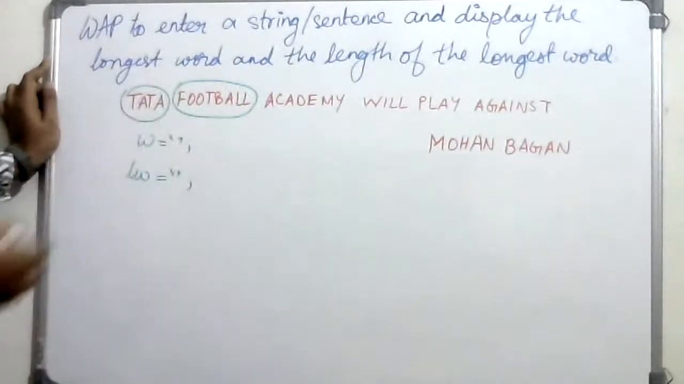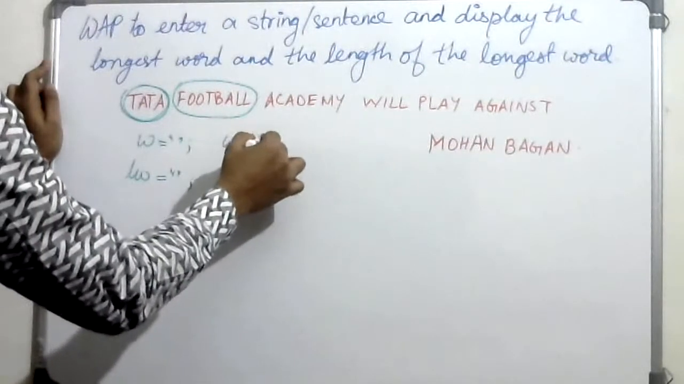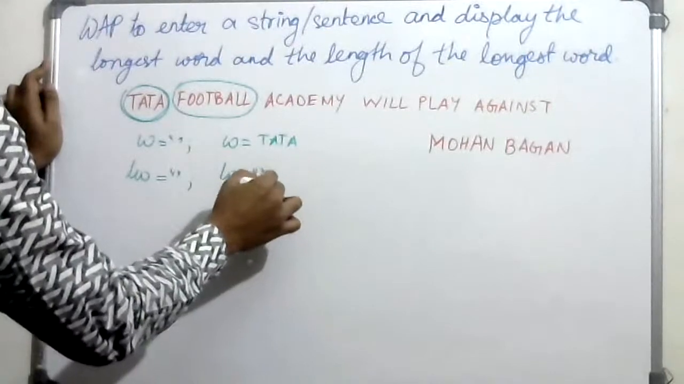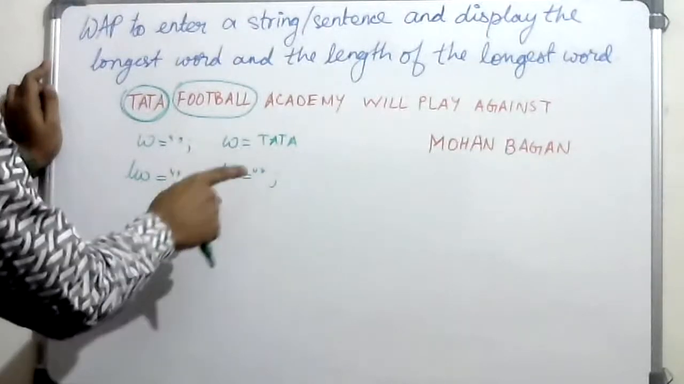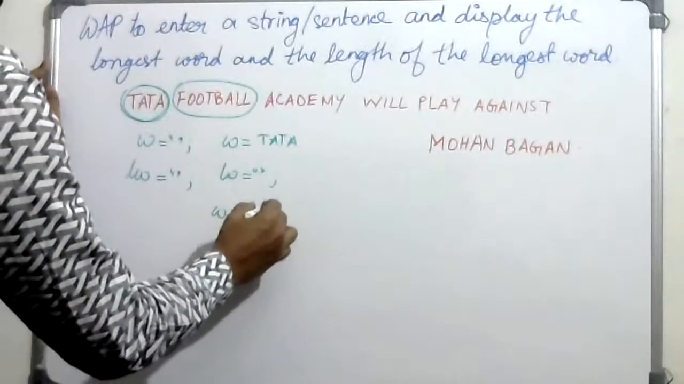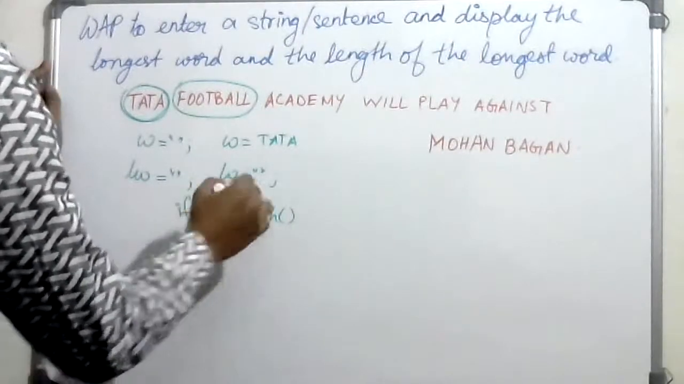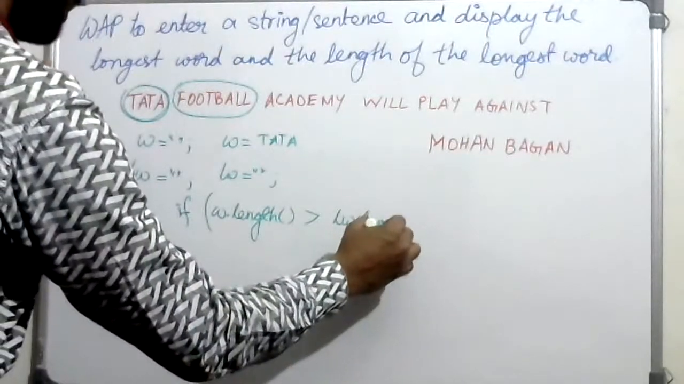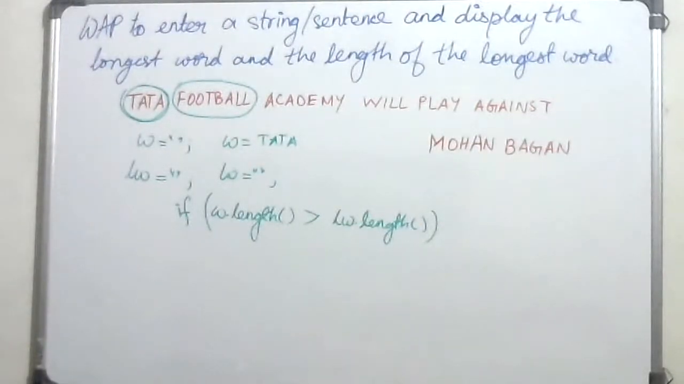So during the first iteration, I'll extract the first word, which is Tata. Now W is equal to Tata, and LW is still null because we have not done anything to it yet. Now we'll compare the length of W with the length of LW. How do we do that? We'll use the length function. So W dot length. We'll compare it like this: if W dot length is greater than the length of the longest word.